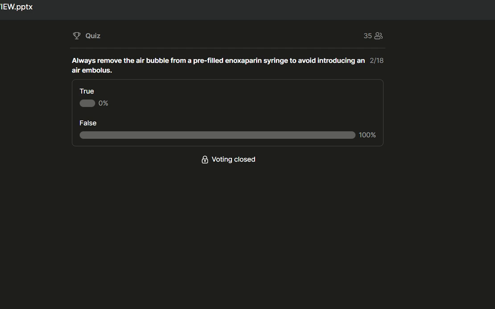Oh, okay. All right, true or false? There is an air bubble in the pre-filled enoxaparin syringes. Should I get rid of it before injecting my patient? No, remember that. We normally say, oh, God, air bubbles in the syringe. It's dangerous. Get rid of it. No, not in this situation.